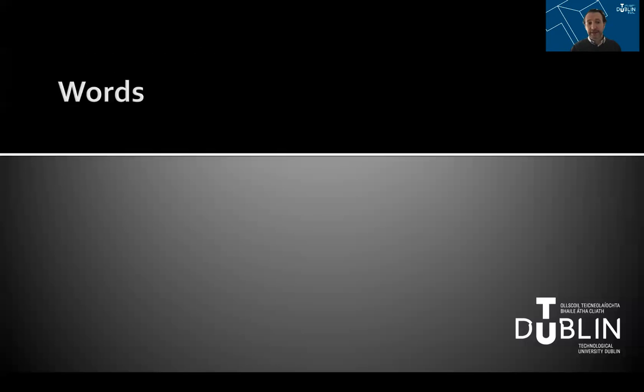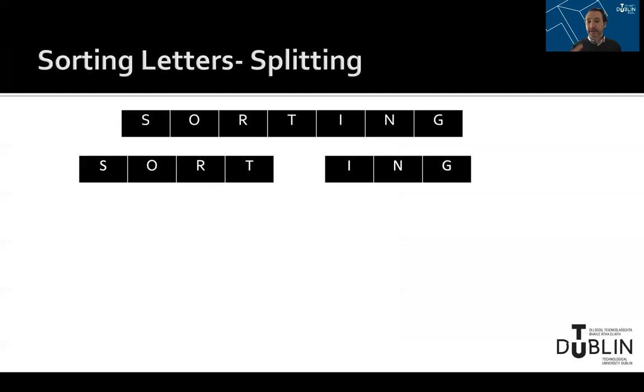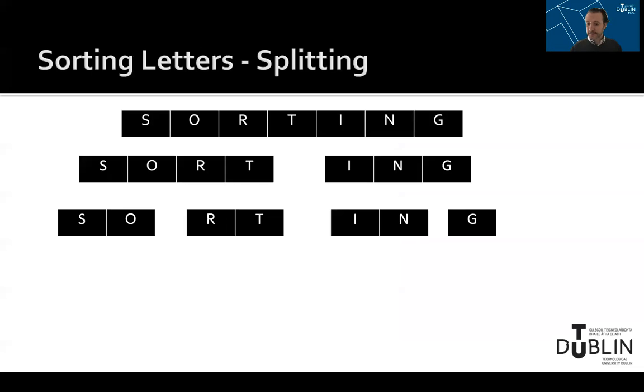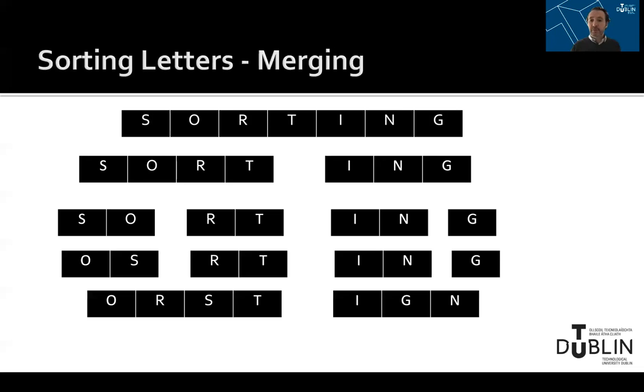So how do we do it for letters or words? Sorting, for example. We split it into 2. We split them into elements, and then we sort. So S and O, which is bigger? S, so we switch. RT stays as it is, IN stays as it is, G stays as it is. We merge them. So we merge the left side and the right side here.